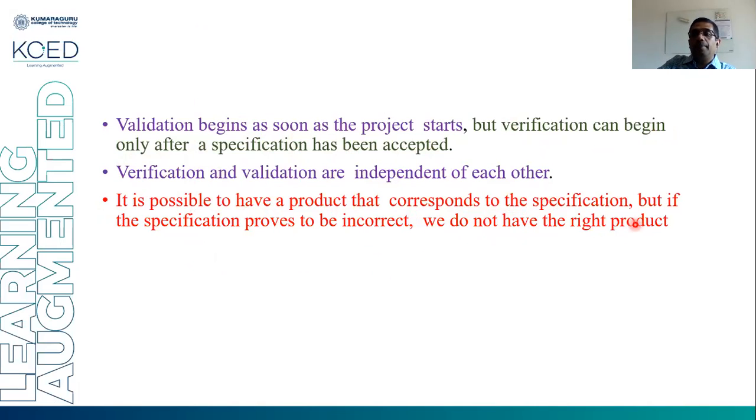For example, the right product means the product satisfies the user need, the product is developed as per the expectation of the user, that is known as validation. Verification means whether the product is developed based on the requirement specification. It is possible that we are not able to capture the requirement, or we make some mistakes in the requirement specification and we develop the product according to the requirement specification. So in this case, the product may pass the verification, but the product may fail in the validation.